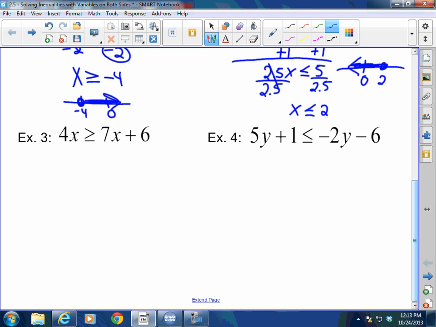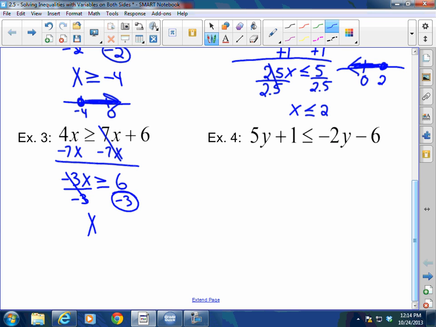I got 4x is greater than or equal to 7x plus 6. So let's subtract 7x from both sides. Why, Mr. Morrow? Because I want to get the variables together on one side. Now I have negative 3x is greater than or equal to 6. I'm going to cancel multiplication with division, so I'm going to divide both sides by negative 3. I divided by a negative, so I got to flip the sign. X is less than or equal to negative 2. So, close circle on the negative 2, shaded to the left. Does that make sense, y'all?